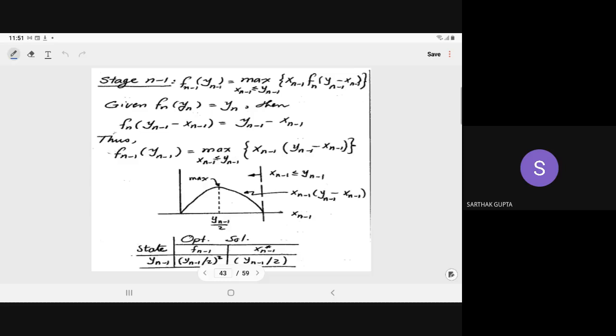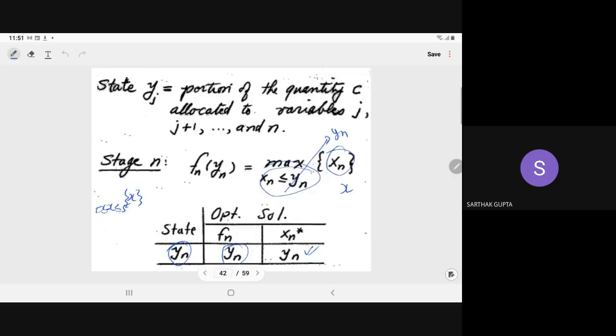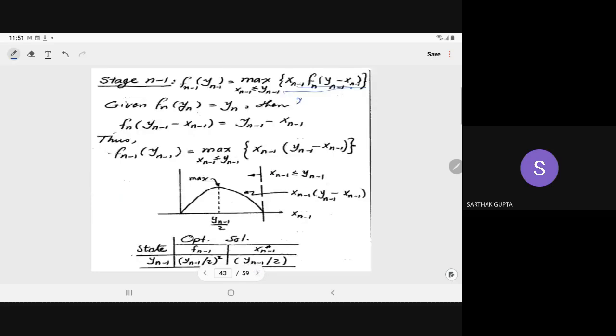And now when it takes the maximum value, what is the maximum value of the fn bracket? Maximum value of fn bracket is the bracket. So it will become xn minus 1 into yn minus 1 minus xn minus 1. So fn will be this, it is written here. So our objective function will be this.